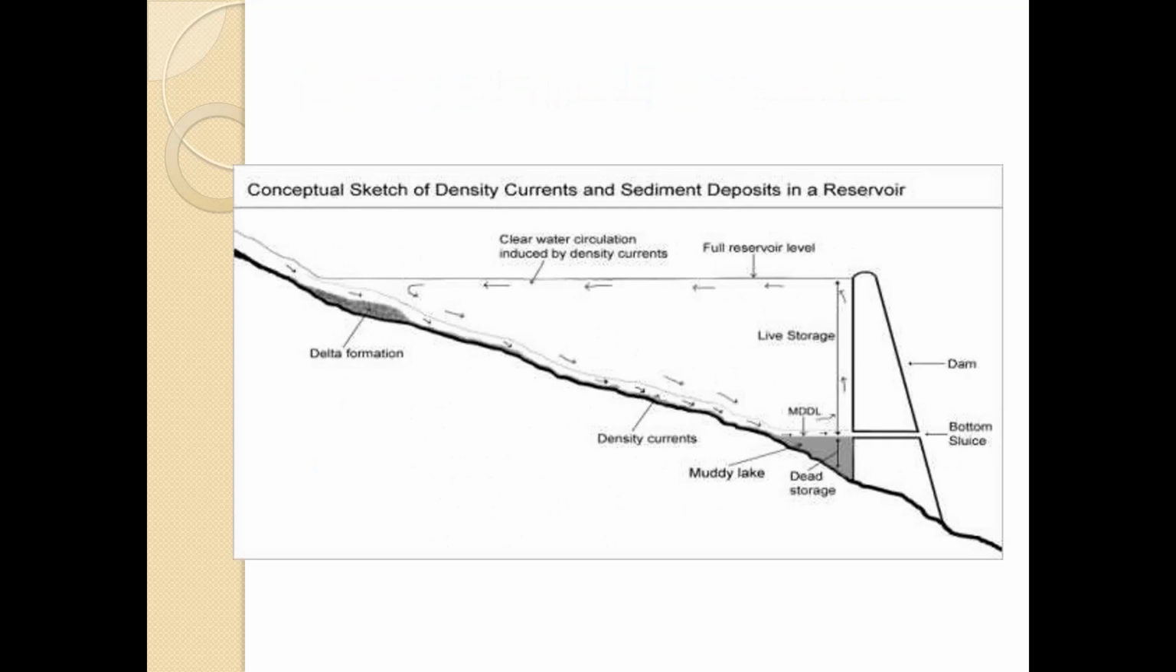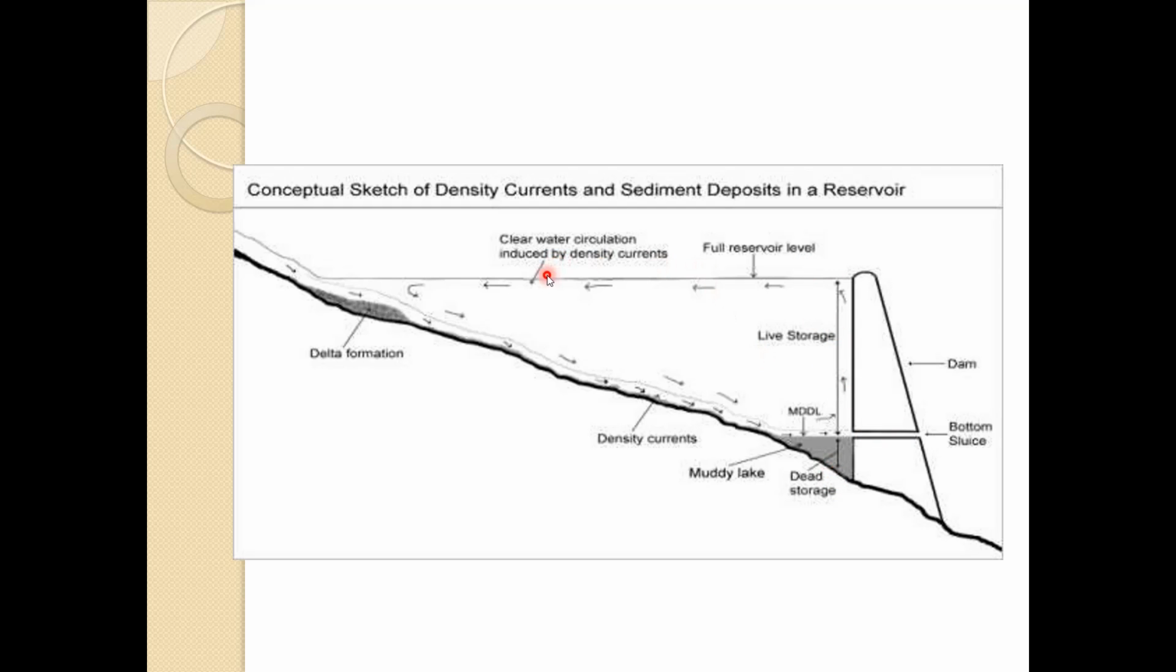Now, here you can see this is the conceptual figure. This delta formation is there, and this is where the turbulent inflow enters. Here the floating debris is there, and this water is recirculating over there. These are the density currents, and this is the dead storage, and this bottom sluice has been provided above this, and this is the live storage, and this is the dead storage.